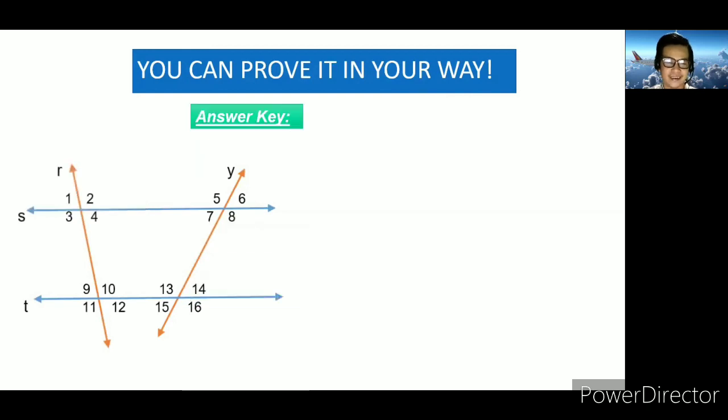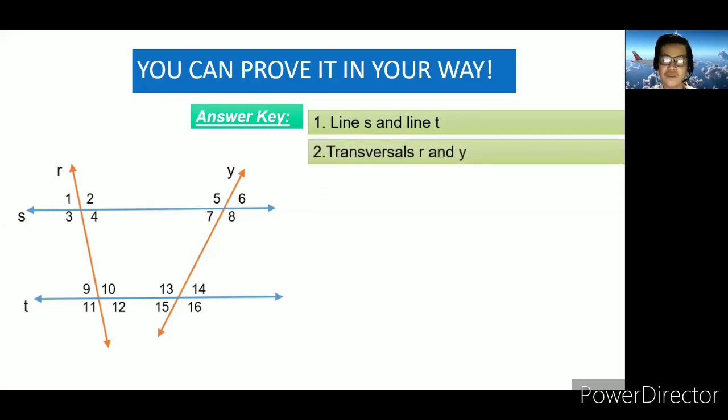Now let us check. Did you get the correct answers? Let us check if we have the same answers. Here is our answer key. It is clear that our parallel lines here are line S and line T. Also, it is clear that our transversals are R and Y.